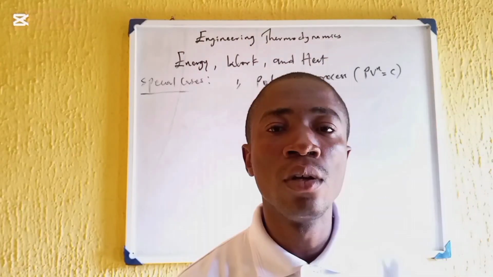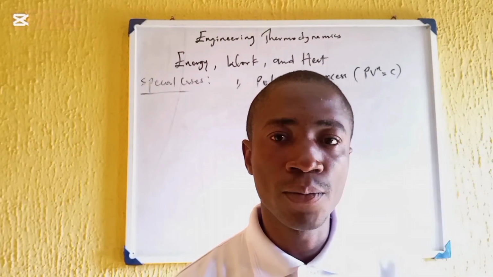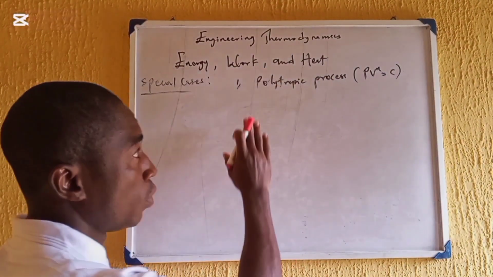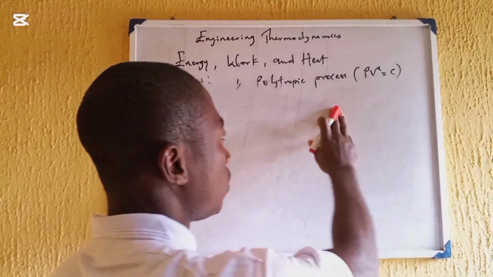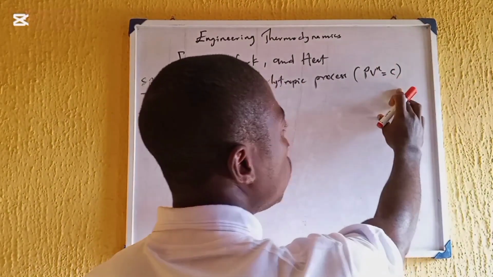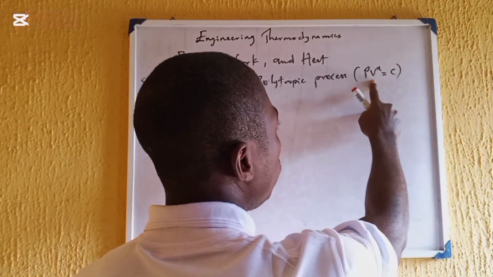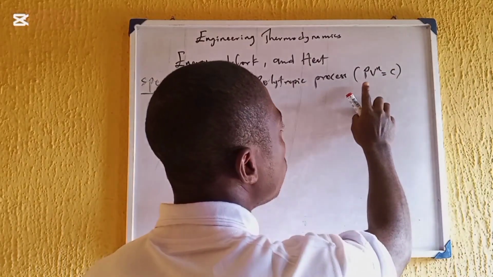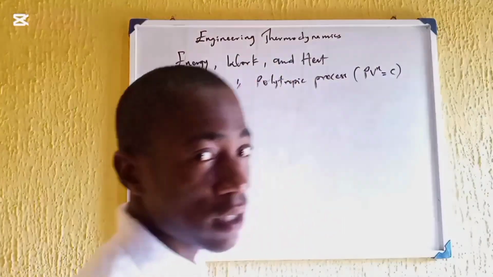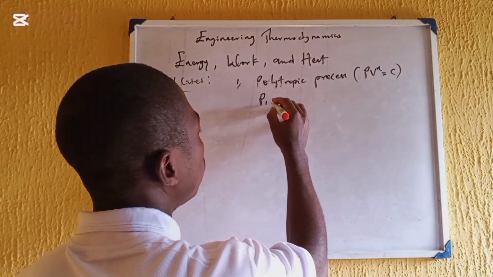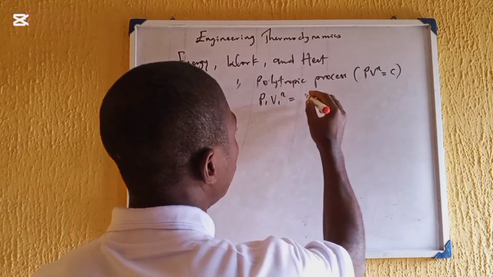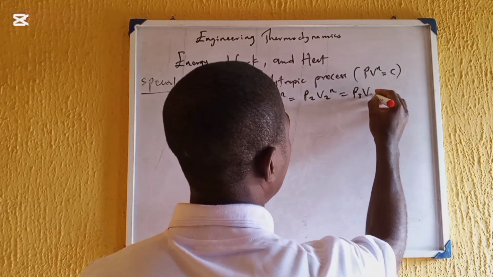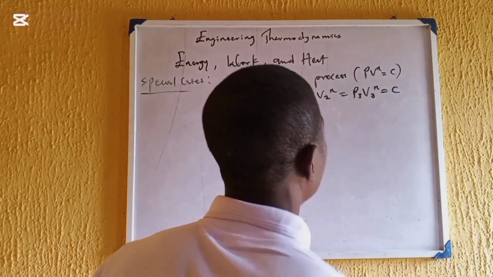Work done. Now I want to define work for some special cases in thermodynamics. And the first one we have is the polytropic process. In this case, PV to the power n is equal to C. P is pressure, V is volume, n is index, then C here means constant. In other words, PV to the power n is constant. So we have P1 V1 to the power n is equal to P2 V2 to the power n equal to P3 V3 to the power n equal to constant.